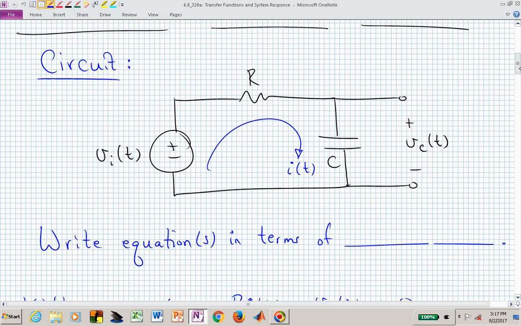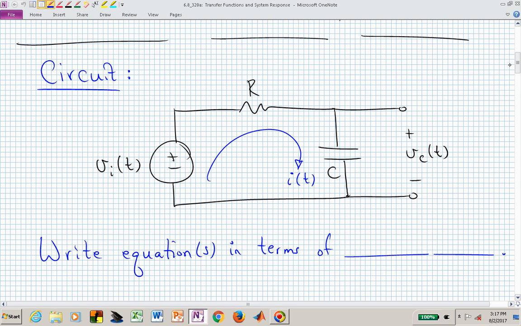Let's illustrate that. But before we do, in terms of variables, we have a lot of variables here. We have an input variable, V sub I of t. I've already indicated a current in that circuit. We have the voltage across the resistor. We have the capacitor's voltage. We have the resistor's current. We have the capacitor's current. In fact, those are the same because it's a series circuit.